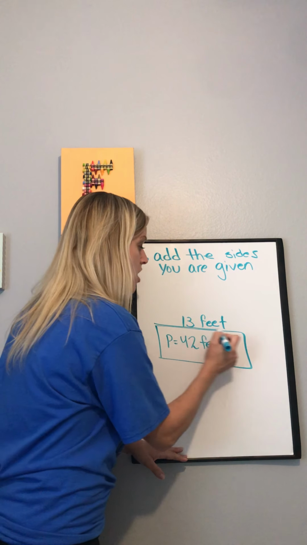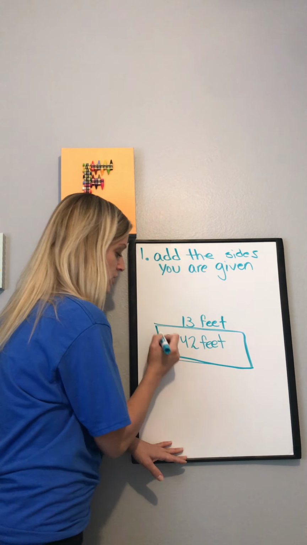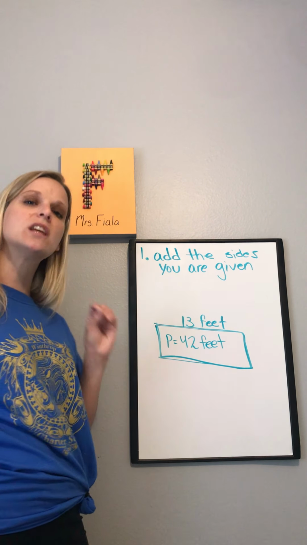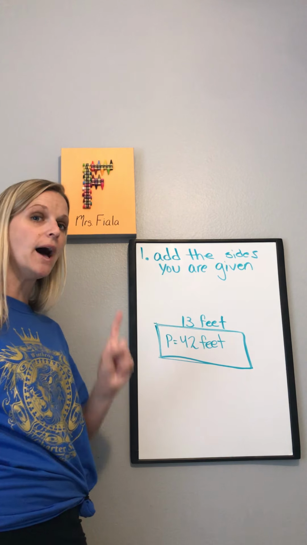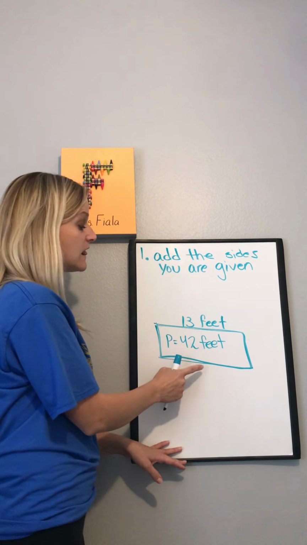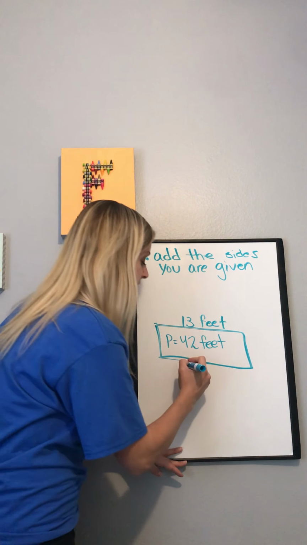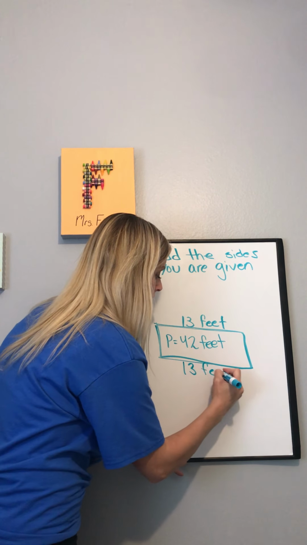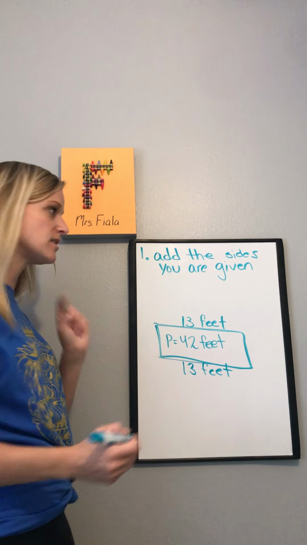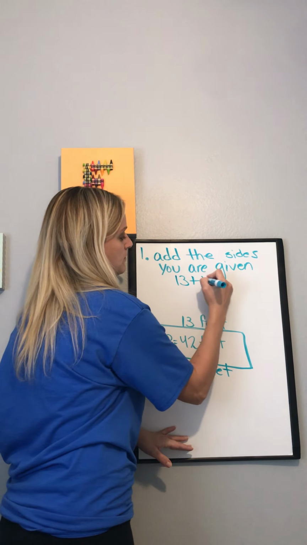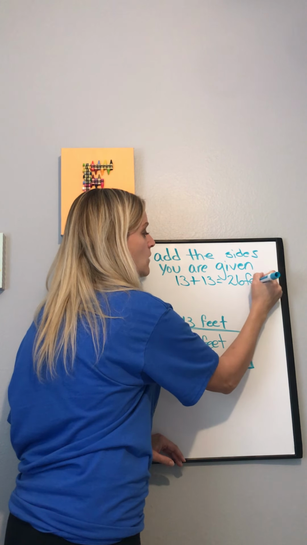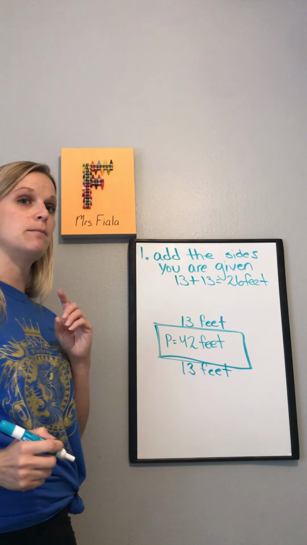So the perimeter is the outer edge, okay? So we're going to add the sides you are given because you're given the side length of 13, but if I know that side length, I also know this side length because they are the same. So 13 feet, I'm going to add them together. 13 plus 13. That's my step number 1, which is 26 feet. So I added the side lengths that I am given.